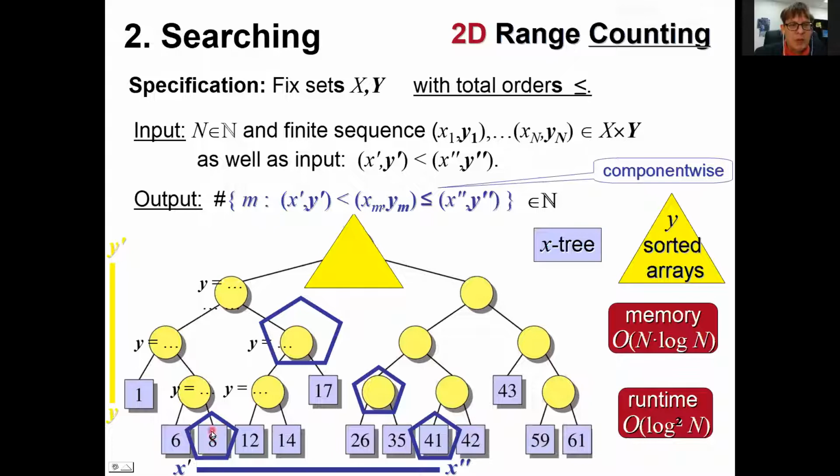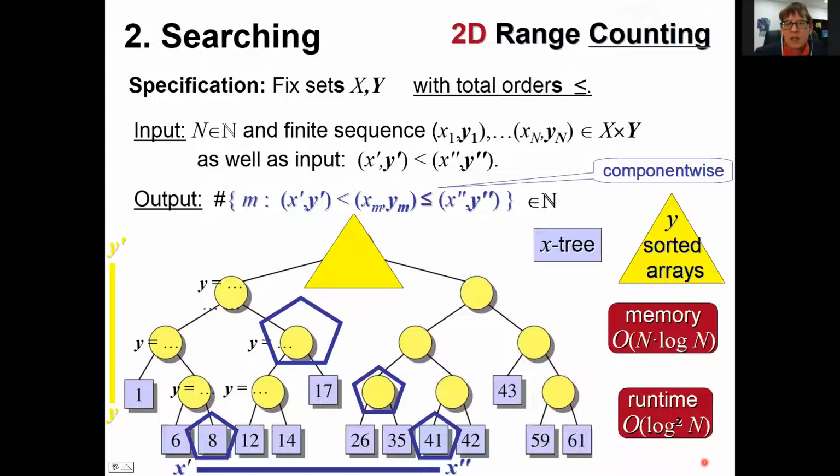We perform two binary searches here, two binary searches here, and so on. So that means we have a logarithmic number of binary searches, logarithmic because that's the depth of that tree. And each binary search in turn takes logarithmic time for the y coordinates, so that the running time is now logarithmic squared to solve the two-dimensional range problem.